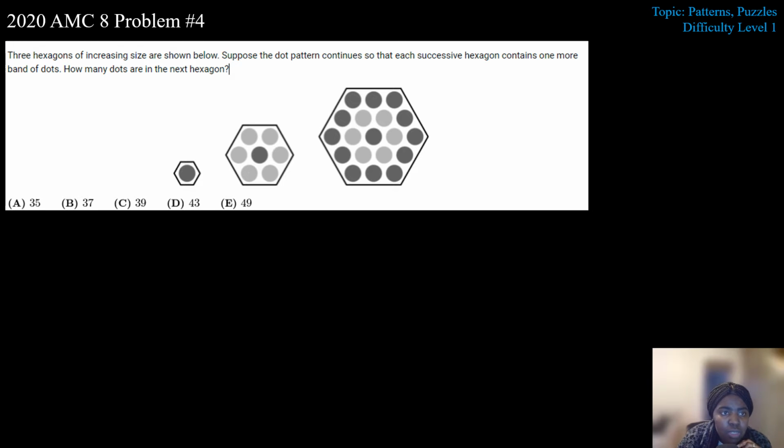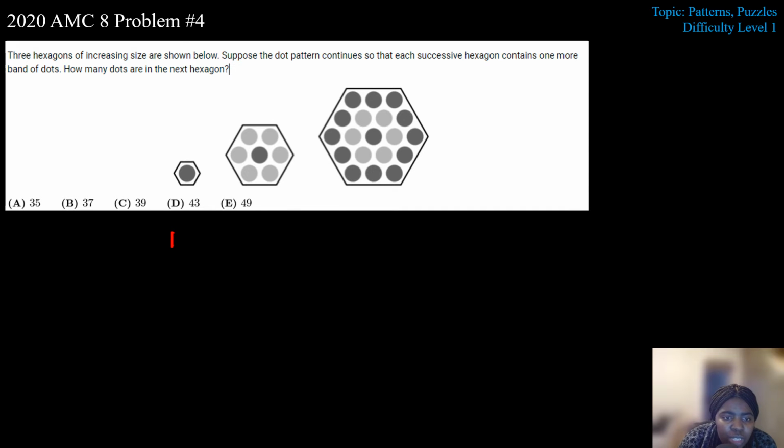Okay, so for this one, we have three hexagons here of increasing size, and each dot pattern continues so that each successive hexagon contains one more band of dots. How many dots are in the next hexagon? Okay, so let's see what's happening here.